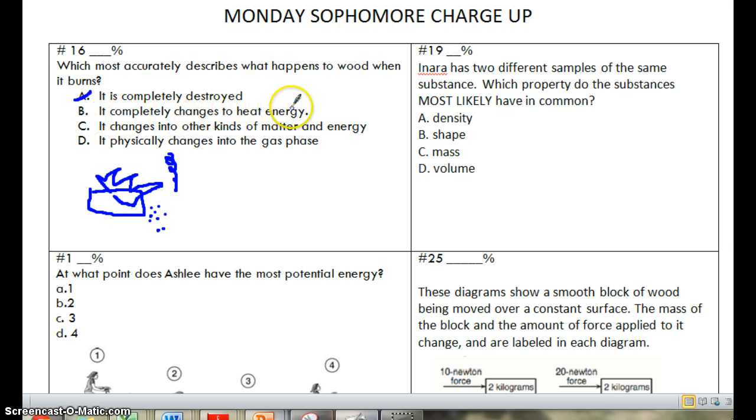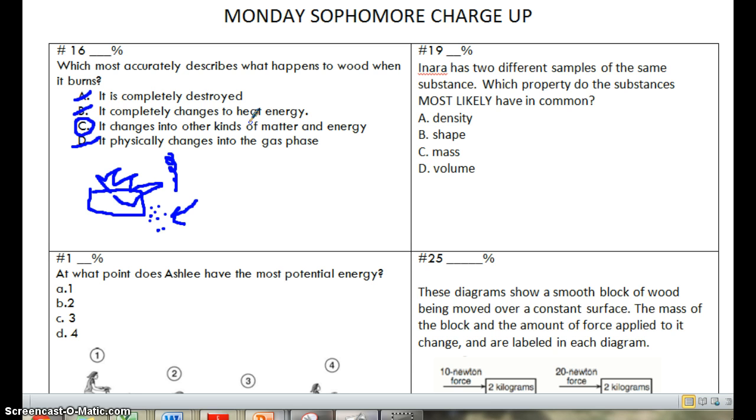It completely changes to heat energy. Well, that's not true because we know that ash is left, so there's still some chemical energy in there. It changes to other kinds of matter and energy. This is true. It changes from a solid to a gas, or a solid to another type of solid like ashes. And it does not all change to gas. Our best answer is C.